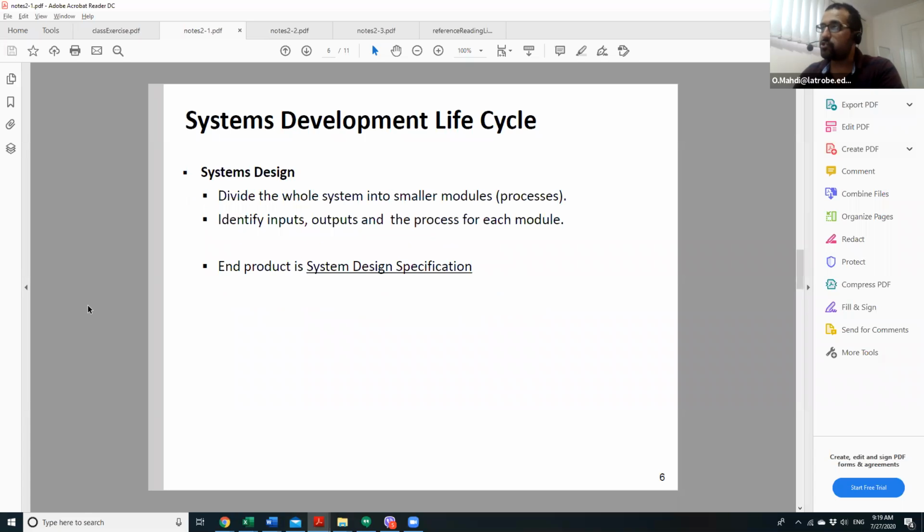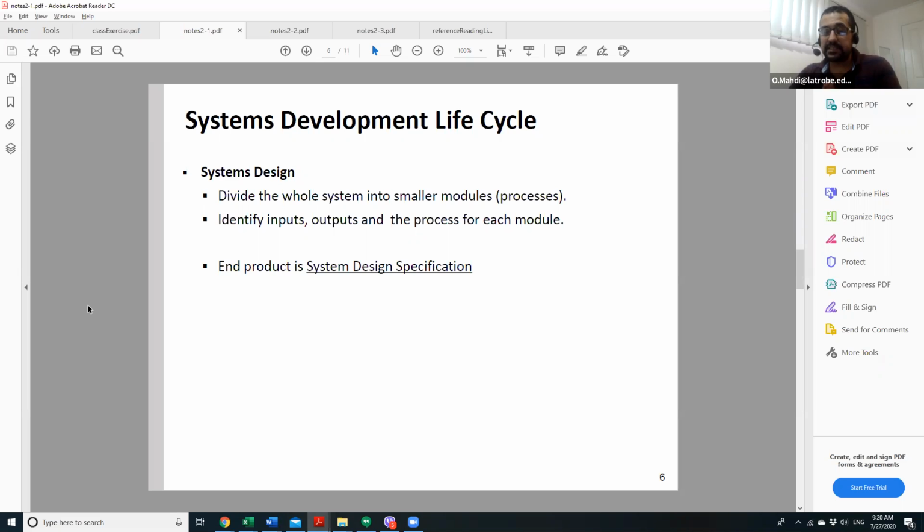At the end of this phase, we're going to have something called the system requirements specification. System design is another quite important phase. When we say system design, you are done with the system planning and the system analysis, and now it's time to start actually designing your information system.